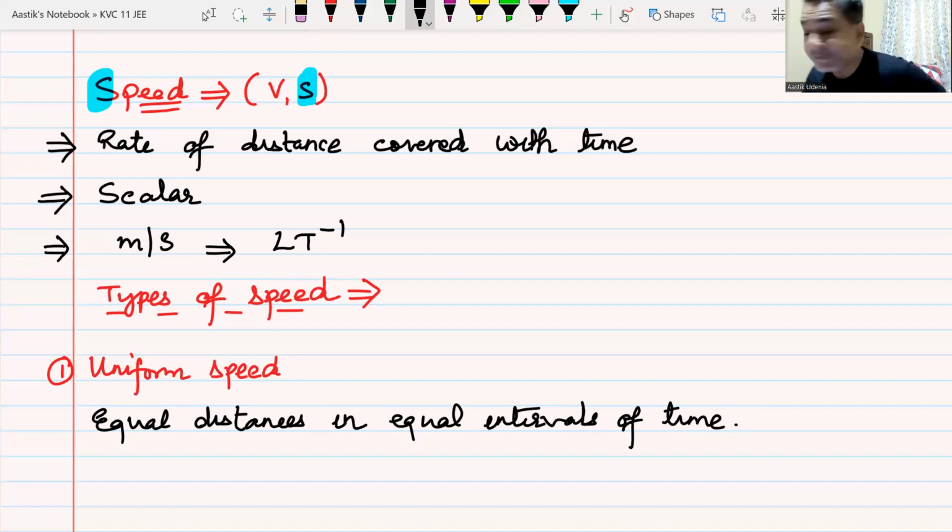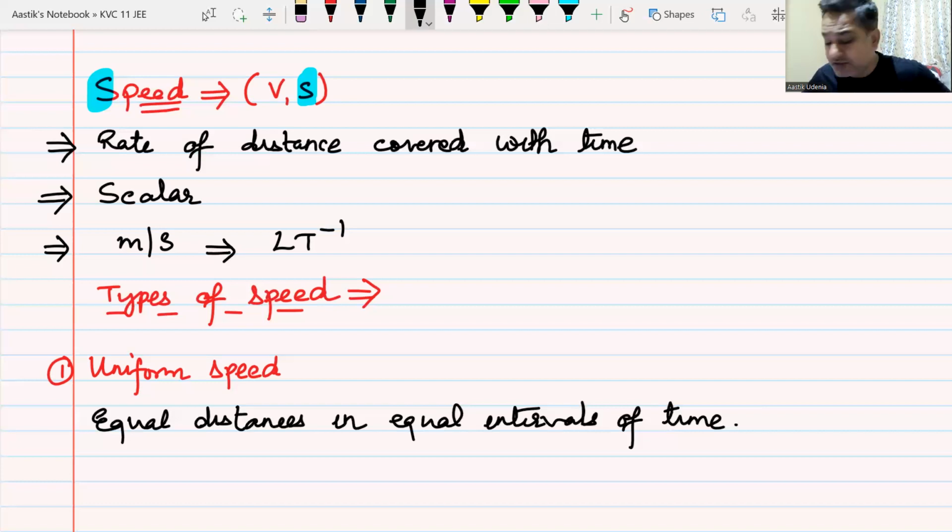Do we all understand this? I hope everyone is noting this down. So if a body covers equal distances in equal intervals of time, no matter how small or how big it is, we call it moving with uniform speed. Do we understand this?